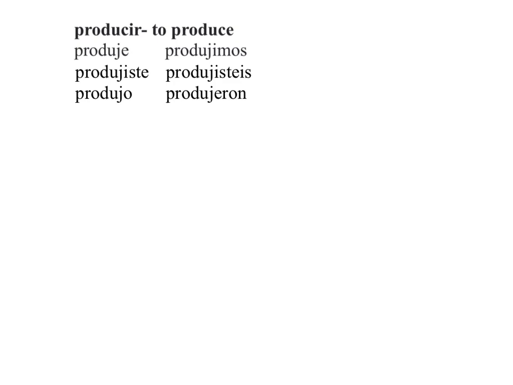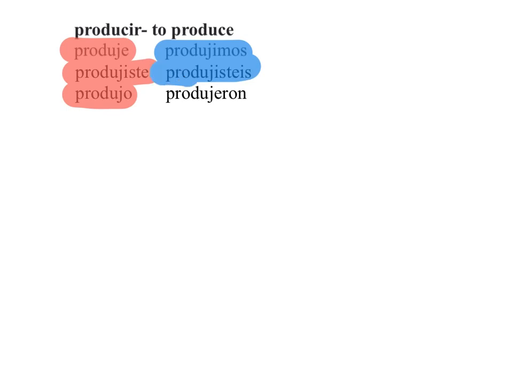Okay, last example is producir, to produce. Produje, produjiste, produjo, produjimos, produjisteis, produjeron. So in this example, again, it's a J group verb. We see the letter J in all the forms, and again, it's J-E-R-O-N in the end of the ellos, ellas, ustedes form.